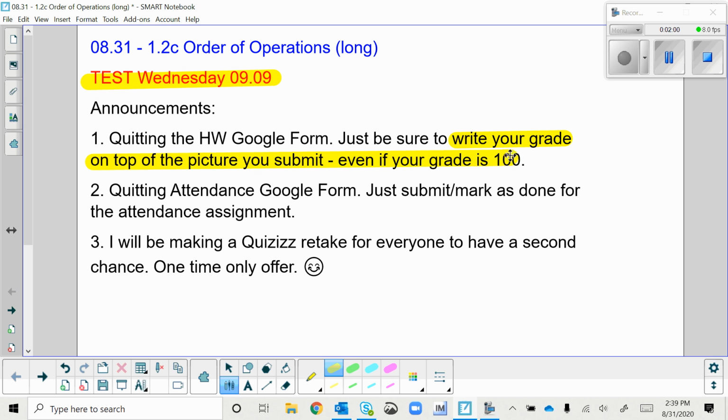And then the last announcement, I will be making a quizzes retake for everyone to have a second chance, just this one time only. For those of you who are new, and even if you're not new to Johnson, in the math department we usually do retakes for quizzes and tests for anyone who failed it, and then they can retake it for up to 70. This time I will just be letting everybody retake it, and you can have the higher of the 2 grades, even if it's more than 70, and even if you didn't fail the first time. So that's this first time around.